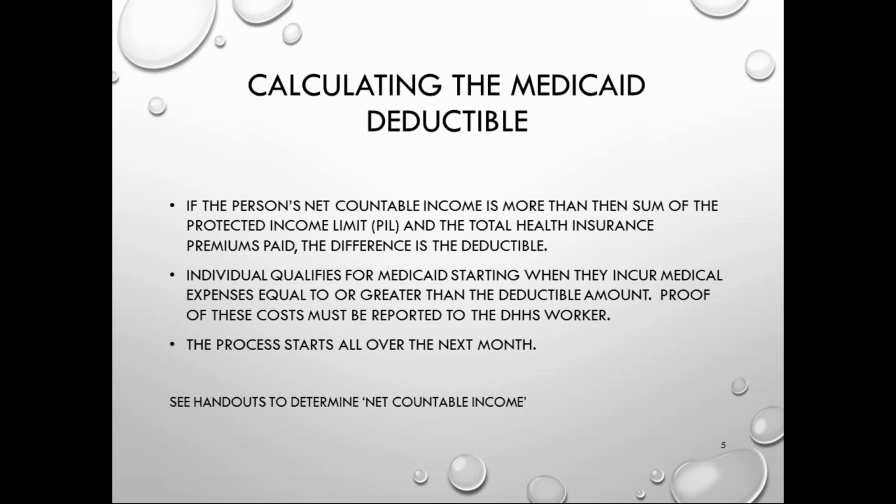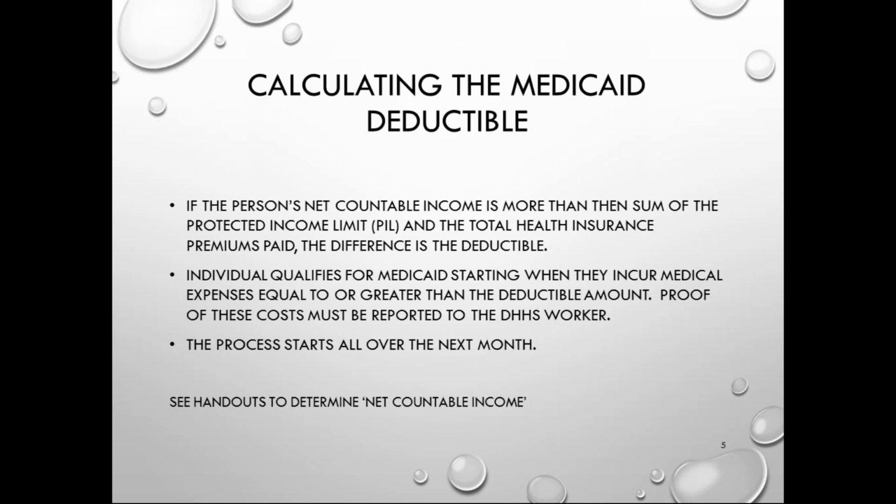When a person is trying to meet their deductible, they would incur medical expenses equal to or greater than the deductible amount and submit proof of these costs to their DHHS worker. And the great thing is that the bill doesn't need to be paid in order to count towards the deductible. A person just has to incur the expense. So this really does allow patients the flexibility to make payment arrangements with their providers if their providers would allow that. And this is a monthly deductible, so the process starts all over again the next month.